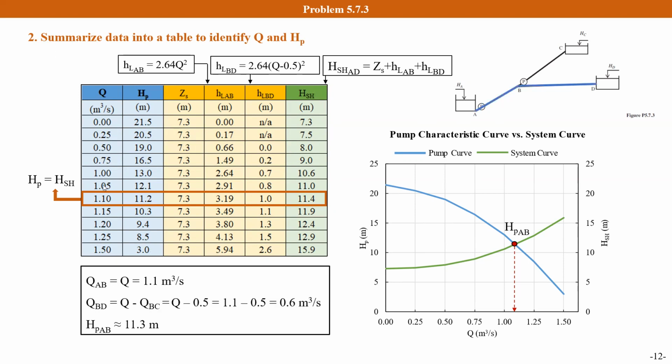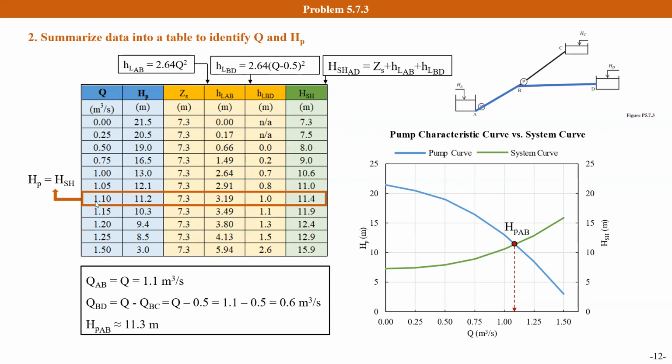Therefore, the total flow rate, which equals the flow rate in pipe AB, equals 1.1 cubic meters per second. And because the flow rate in pipe BD equals the total flow rate minus 0.5, which is the flow rate in pipe BC, we get the flow rate in pipe BD equals 0.6.